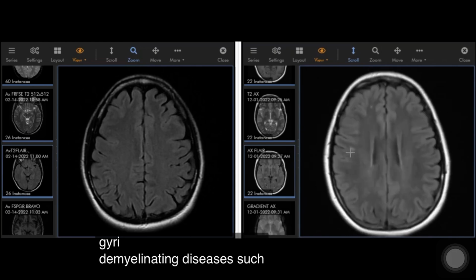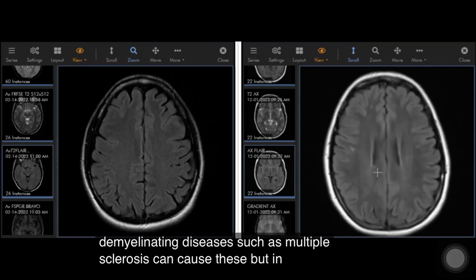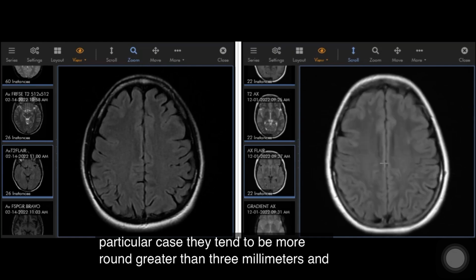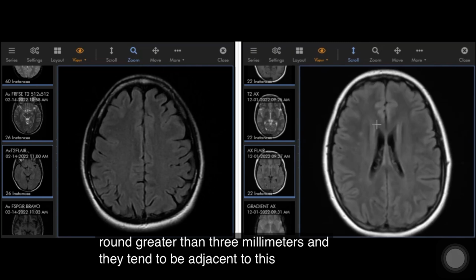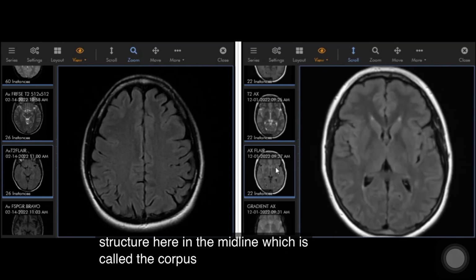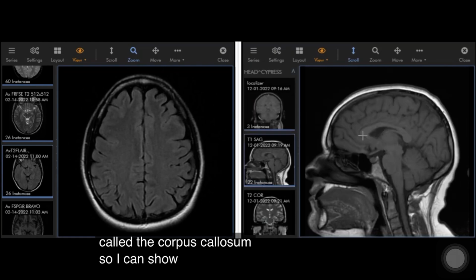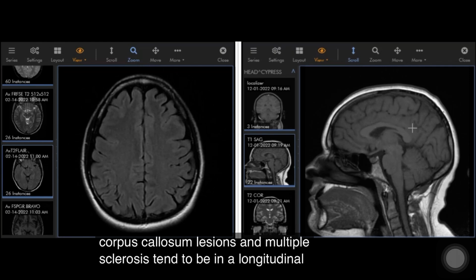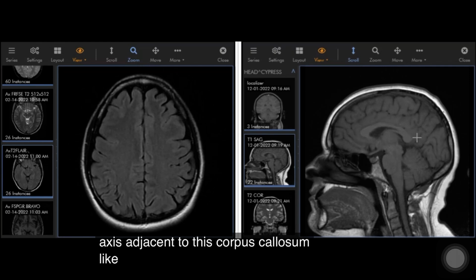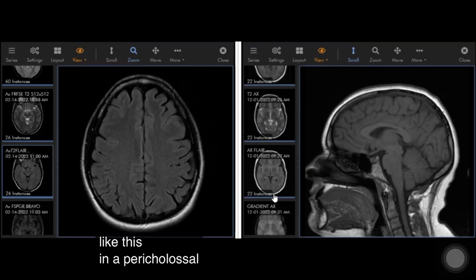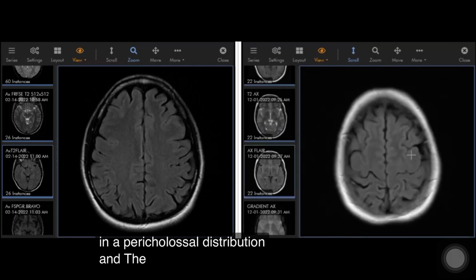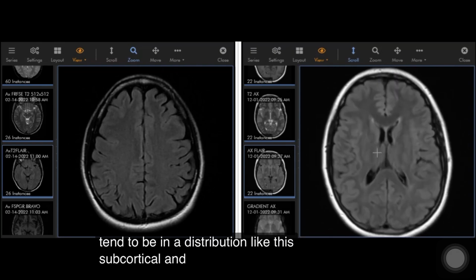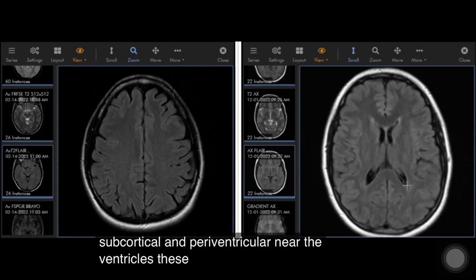Demyelinating diseases such as multiple sclerosis can cause these, but in that particular case, they tend to be more round, greater than 3 millimeters, and they tend to be adjacent to this structure here in the midline, which is called the corpus callosum. So I can show you that here. This is the corpus callosum. Lesions in multiple sclerosis tend to be in a longitudinal axis adjacent to this corpus callosum, like this, in a pericallosal distribution. And the chronic microvascular changes tend to be in a distribution like this, subcortical and periventricular, near the ventricles. These are the lateral ventricles.